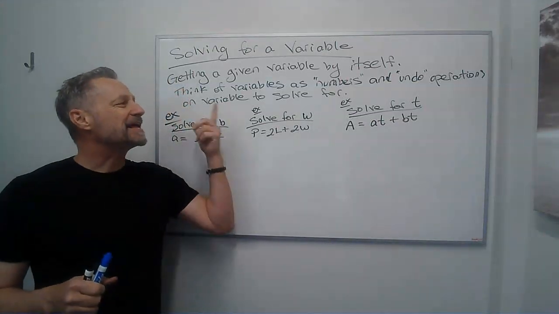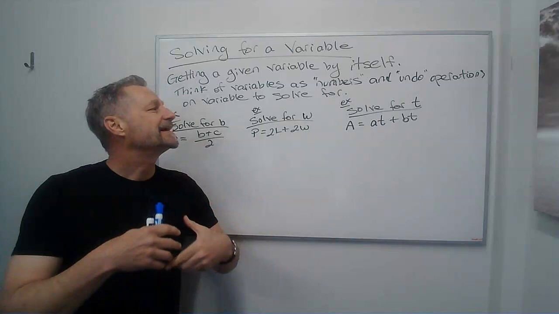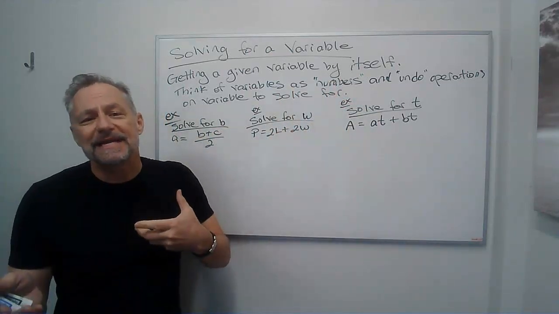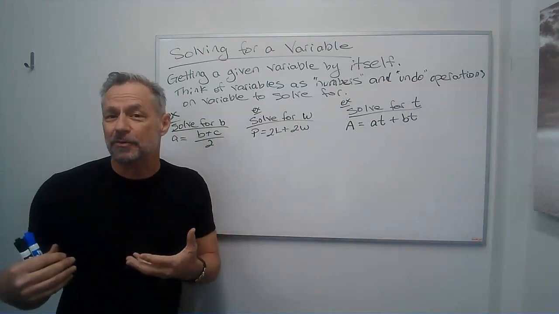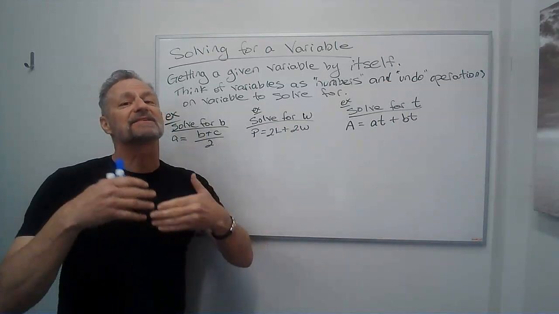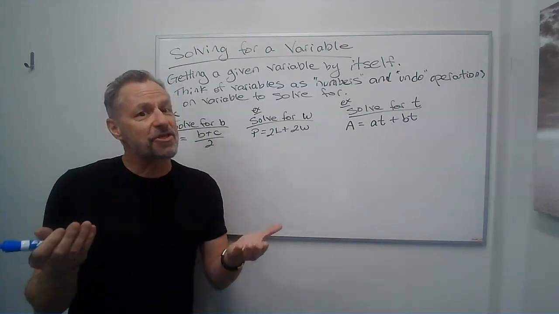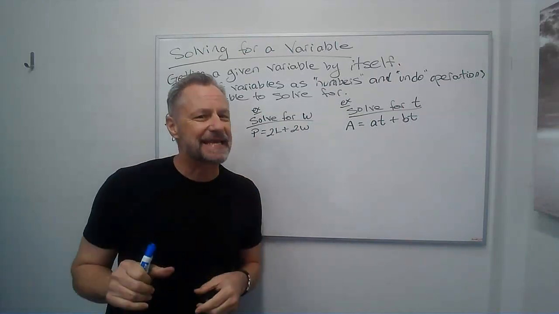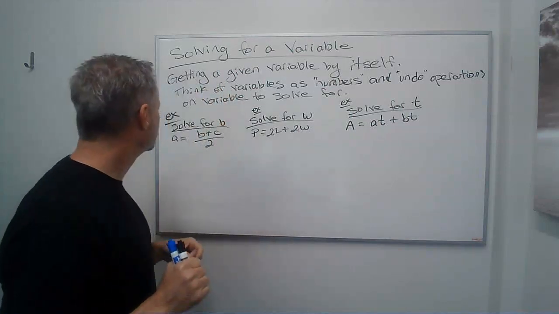Think of the variables just as numbers and undo the operations as we normally would do. If we have a 3 times x, we know we have to divide by 3, but if we have an a times x, think of that a just as the 3 and do the same operation, division in this case. Let me give you some examples so we can see how to do it.